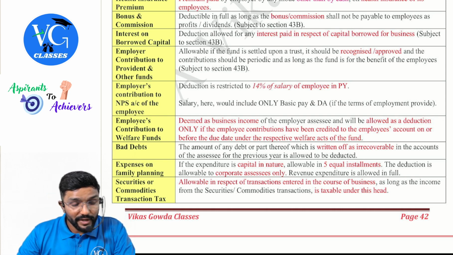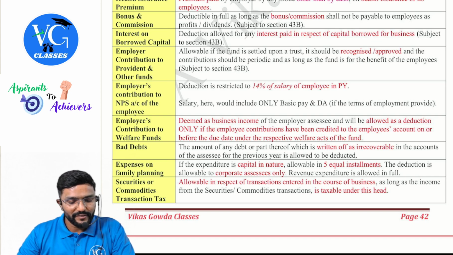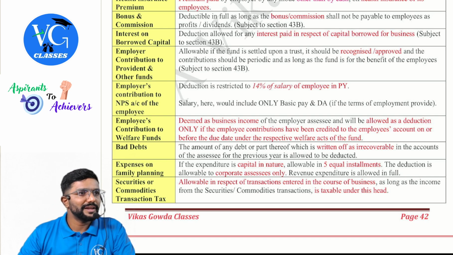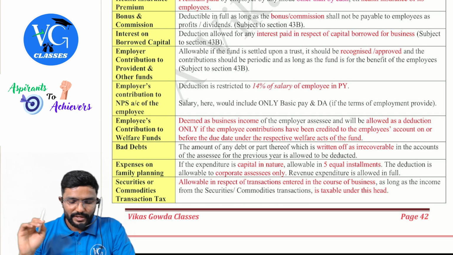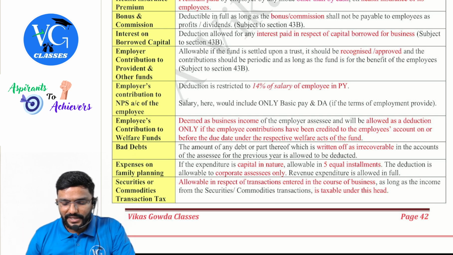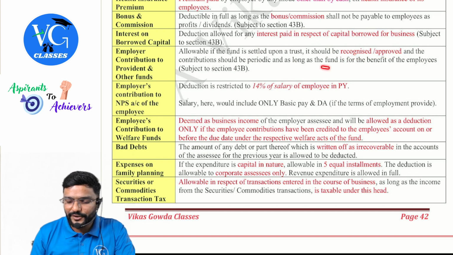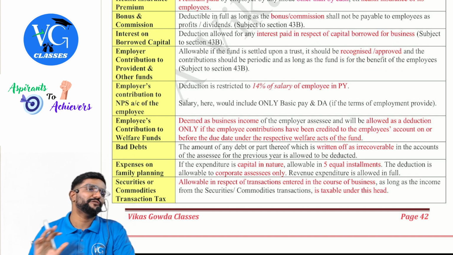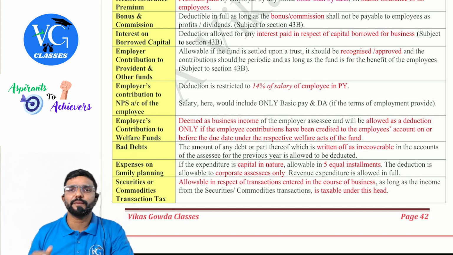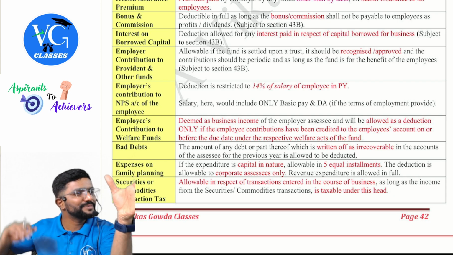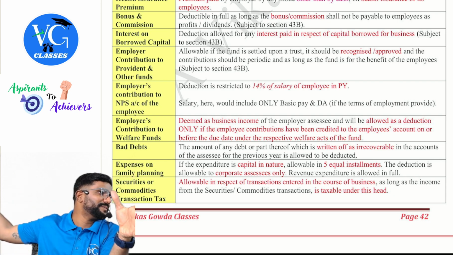Next, employer contribution to provident and other funds. Will it be allowed as an expenditure? Yes. Allowable if the fund is settled upon a trust which is recognized or approved, and it should be for the benefit of the employees, subject to 43B. Wherever I have given 43B, both 36 also should be satisfied, and 43B also should be satisfied.